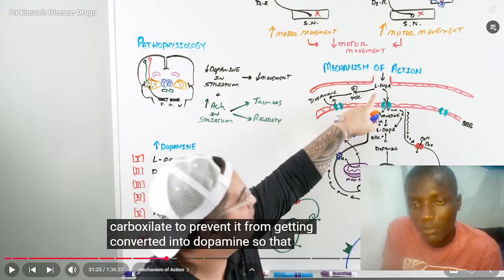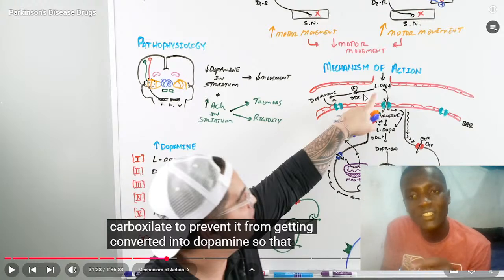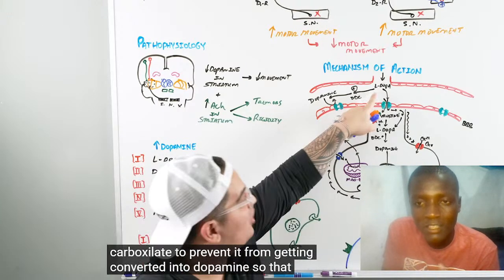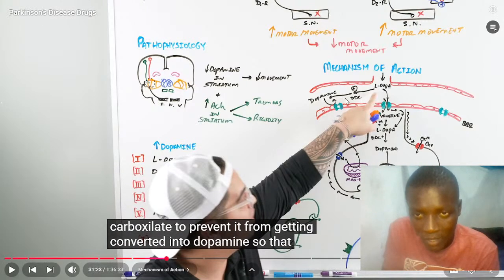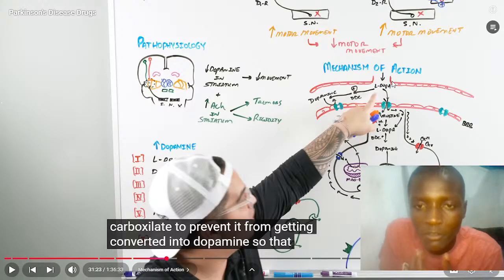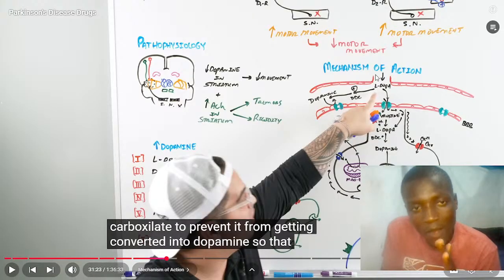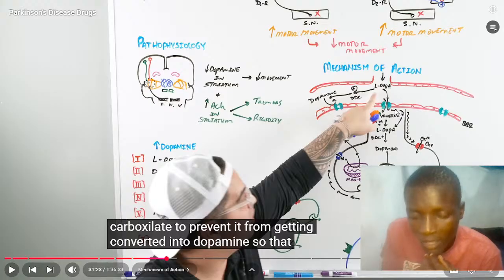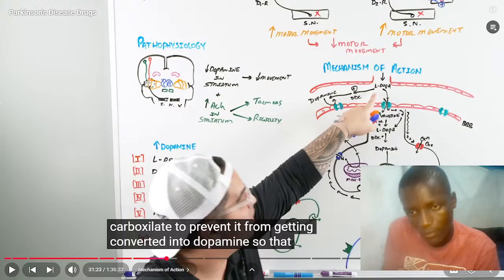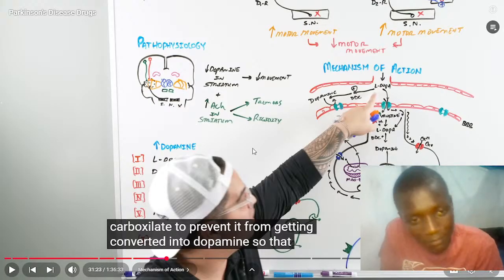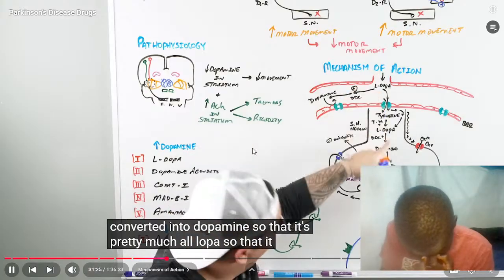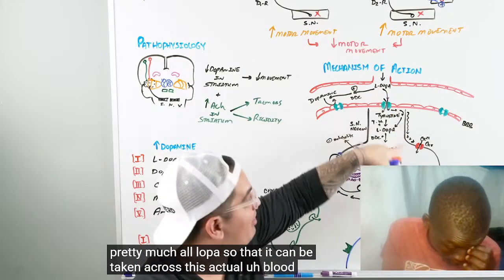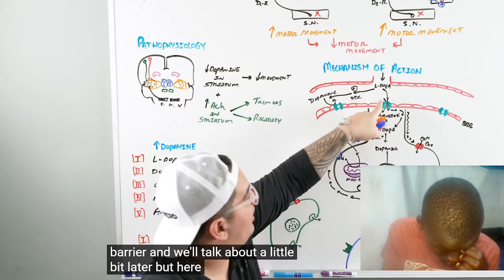Yeah, dopa decarboxylase. So that's what he's talking about, that we are going to study other drugs which act on this pathway that prevent L-DOPA from being converted to dopamine, which will now influence its cross into the blood-brain barrier, then to action. It's pretty much all L-DOPA, so they can be taken across this actual blood-brain barrier. And we'll talk about that a little bit later, but here we already know that L-DOPA can get taken up.